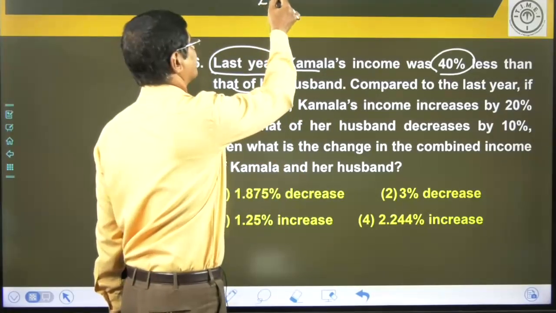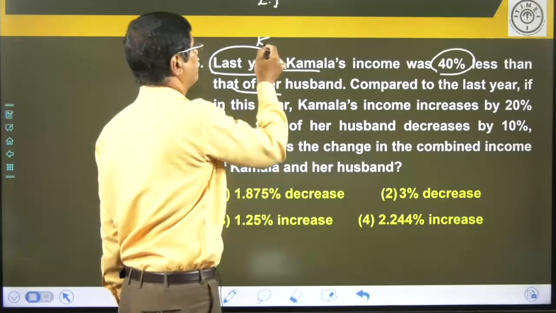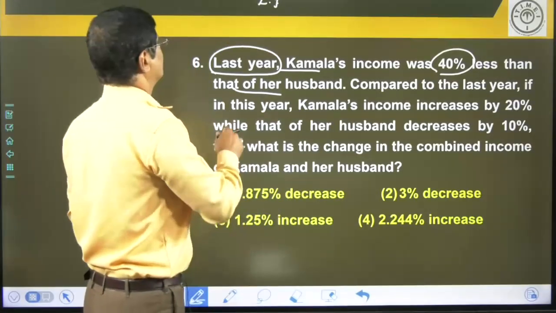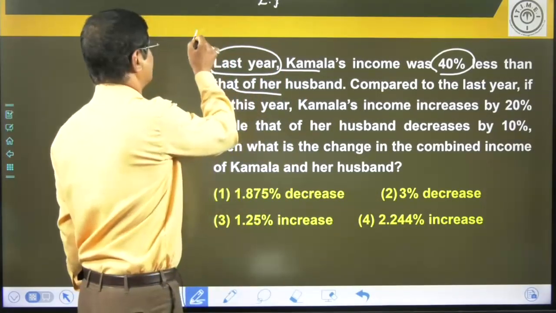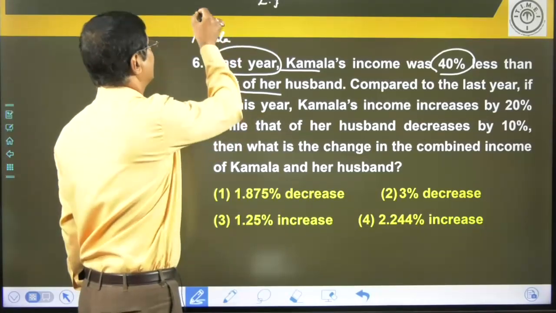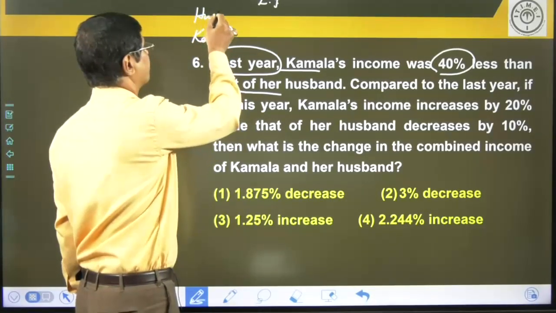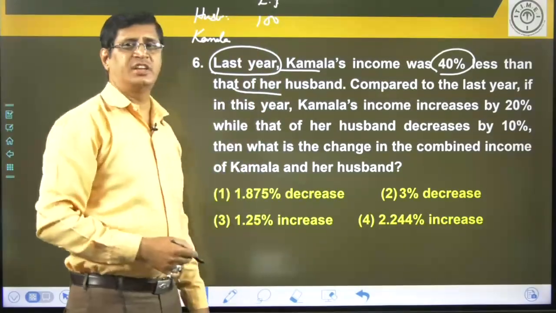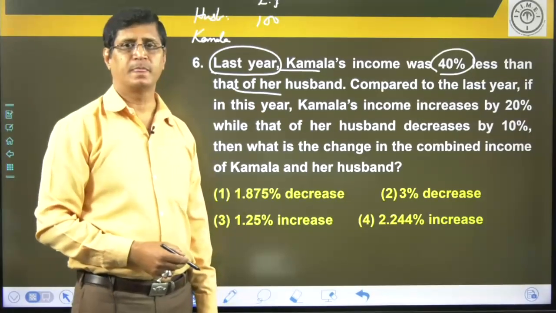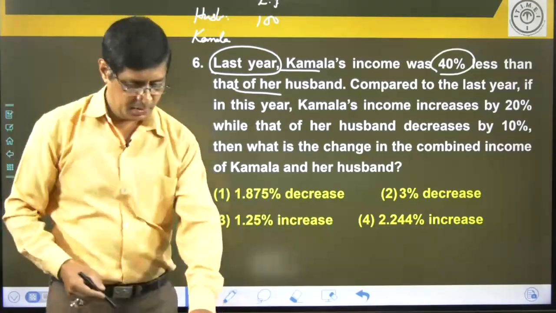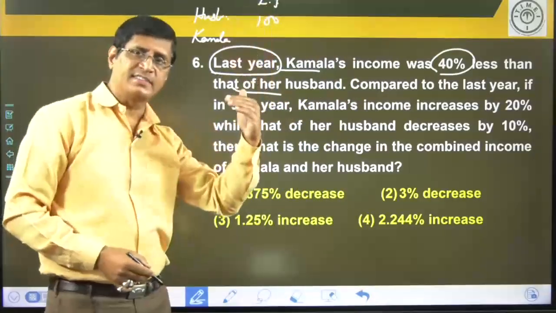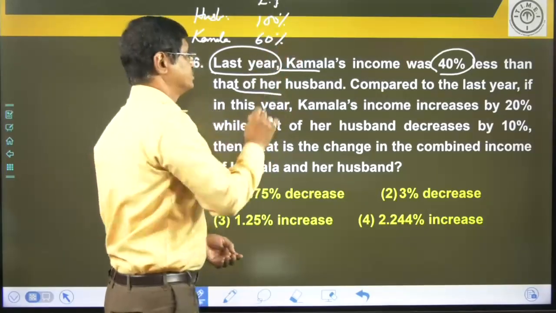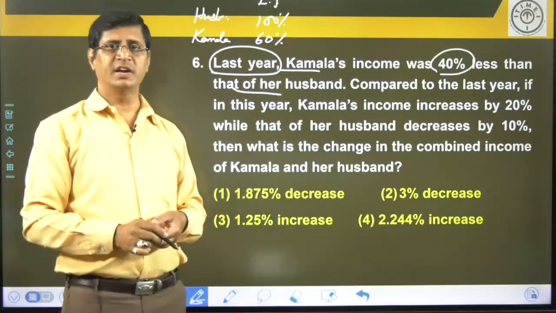Last year, Kamala and her husband. Now, last year, just assume the income of the husband as a 100% value. Whatever the Kamala value is 40% less. 40% less means it is a 60%. Last year income of husband and Kamala.